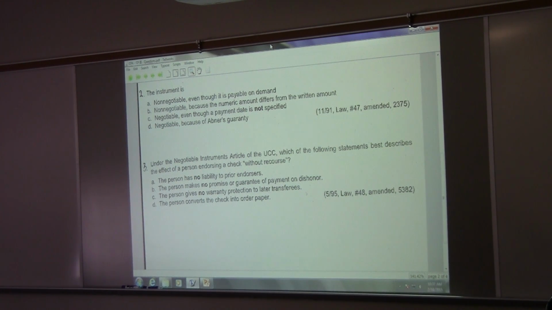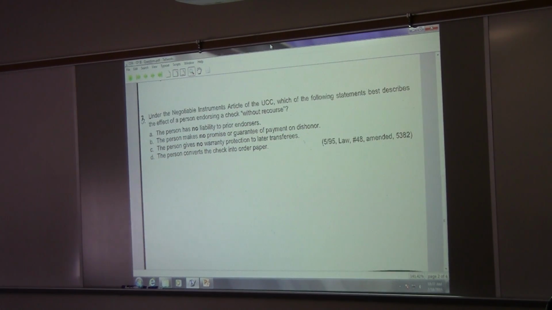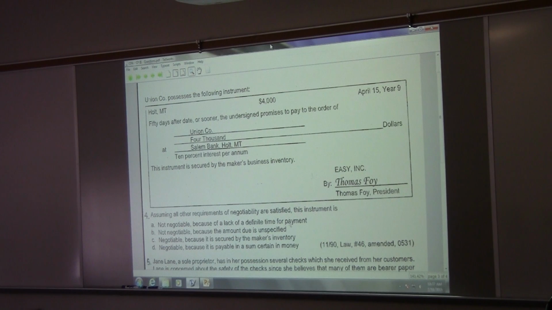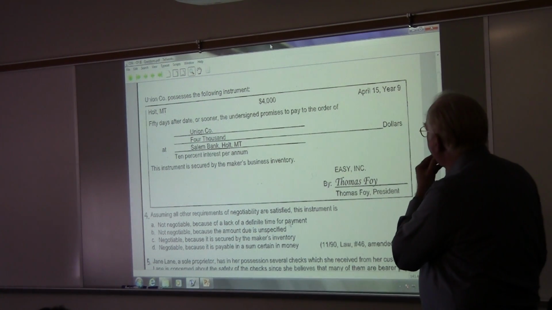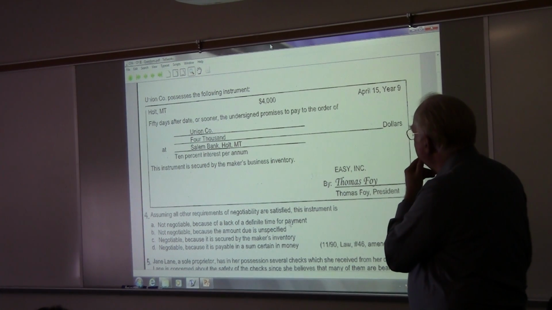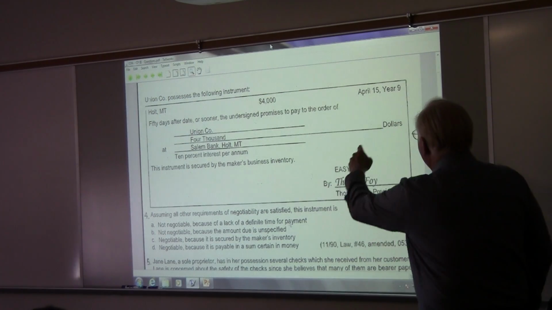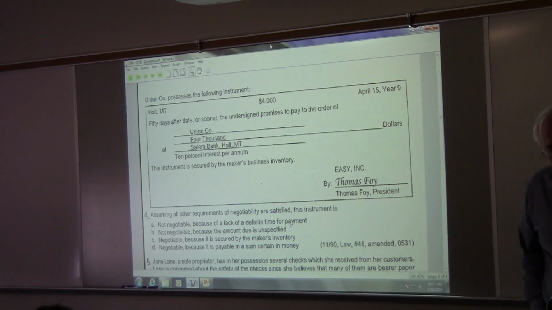Question number 4. Megan and Linda. I see the note. Assuming all other requirements of negotiability are satisfied, Megan, this instrument is not negotiable because of the lack of a definite time for payment. Megan, do we have a definite time for payment? Yeah. April 20th, right? 5 days after the date, so that's not right.